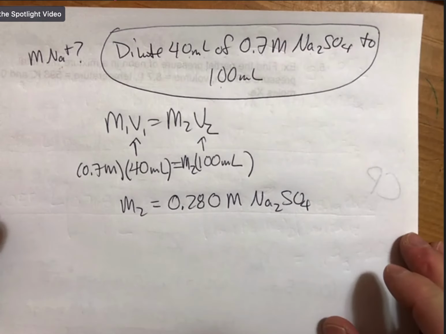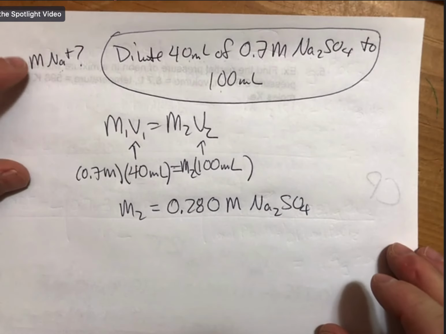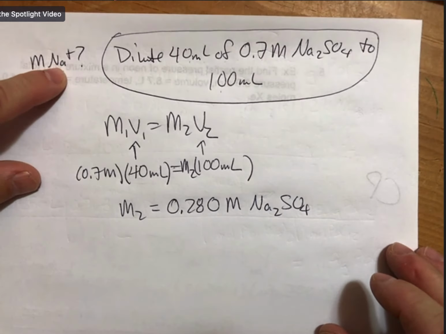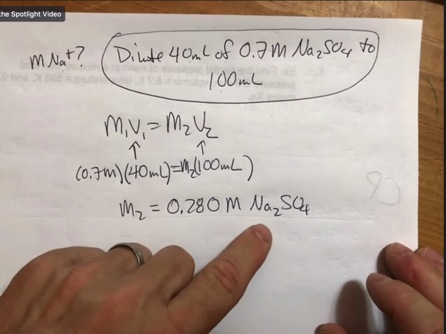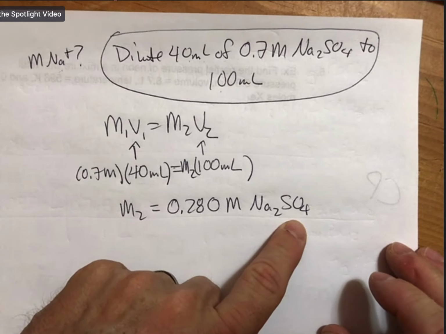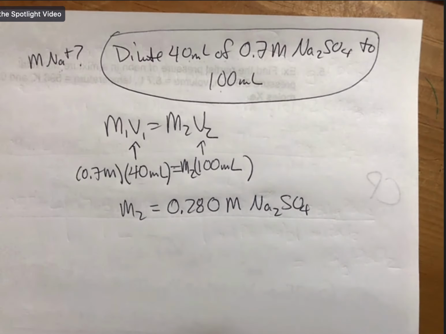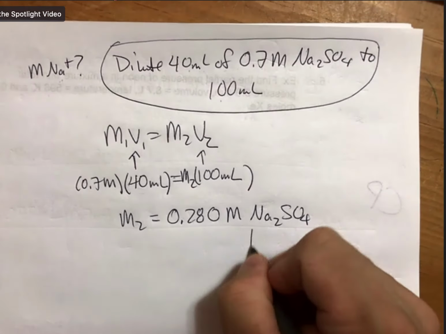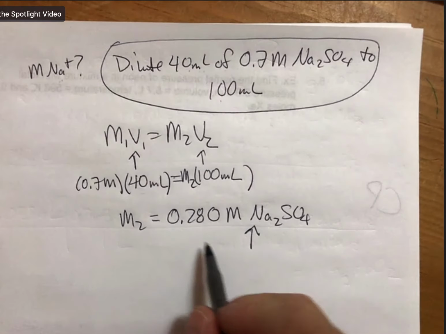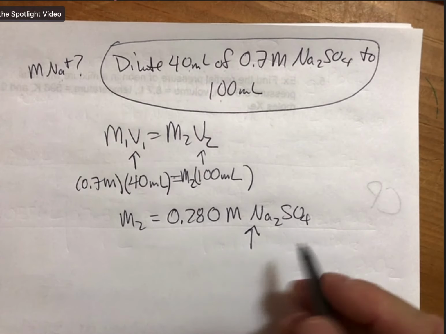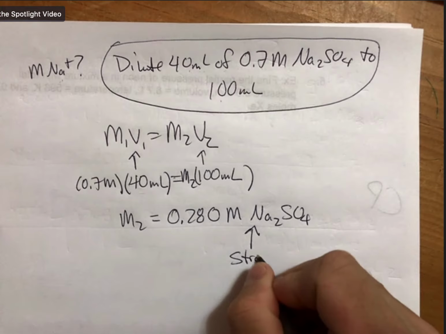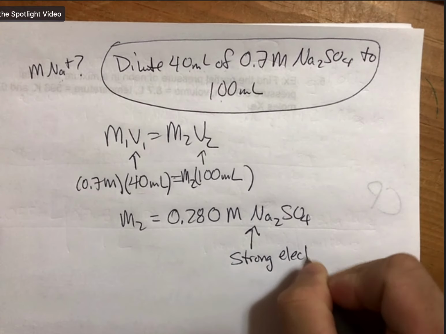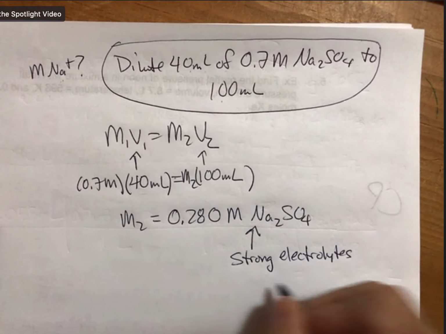Okay. Now we're not done yet because we've been asked about the molarity of sodium ions, and we have the molarity of sodium sulfate. This is not easy to do in a picket fence, but the thought process is that, first off, this is a strong electrolyte. We talk about strong electrolytes a lot. Strong electrolytes break up 100% into ions.